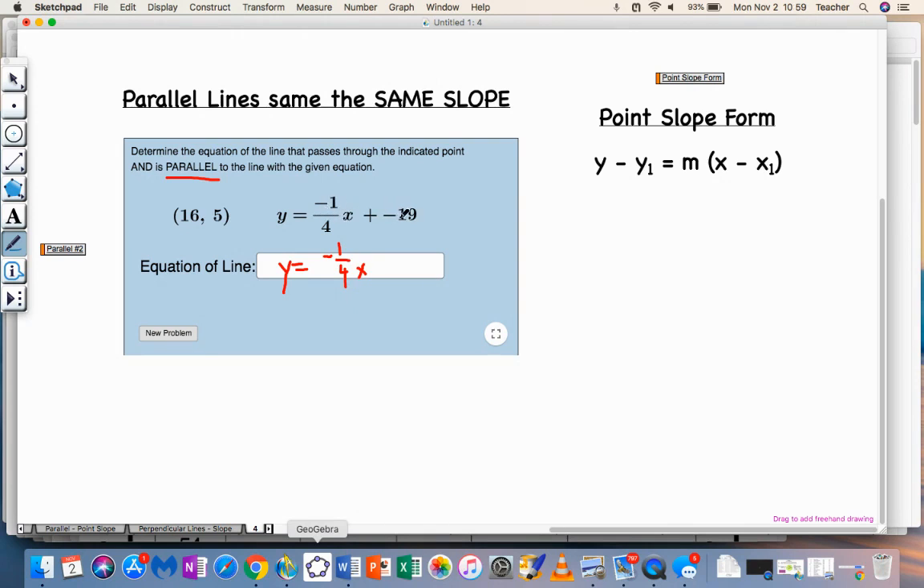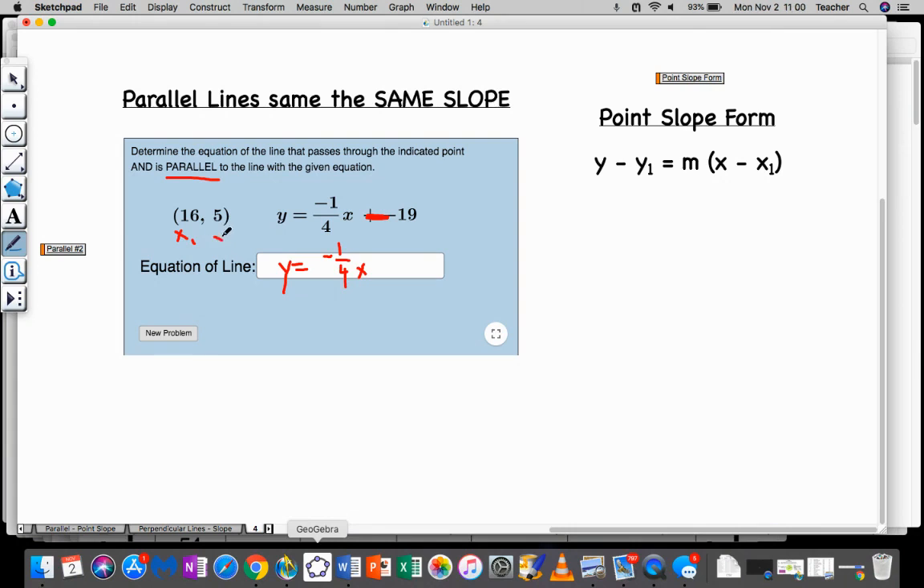Now, this plus minus is just a minus 19. I don't know why they do that, but that's just minus 19. But unless I'm going to graph it, I really don't even need this. The only reason I need this equation is to figure out this slope. And because it's parallel, we're here. So now we got x1, y1, putting it in the point slope form.